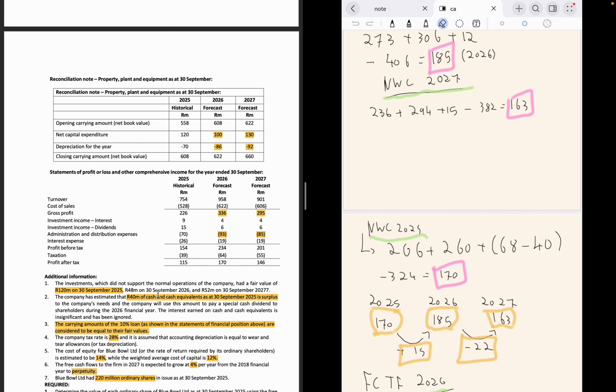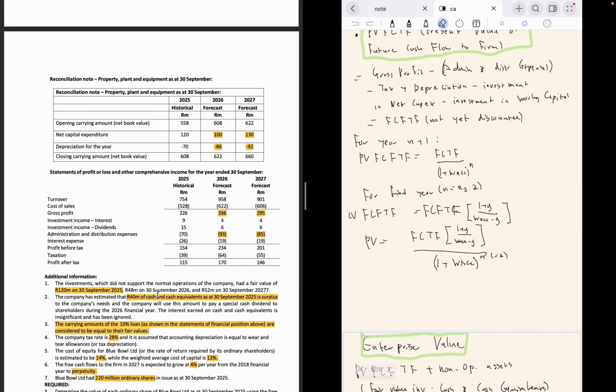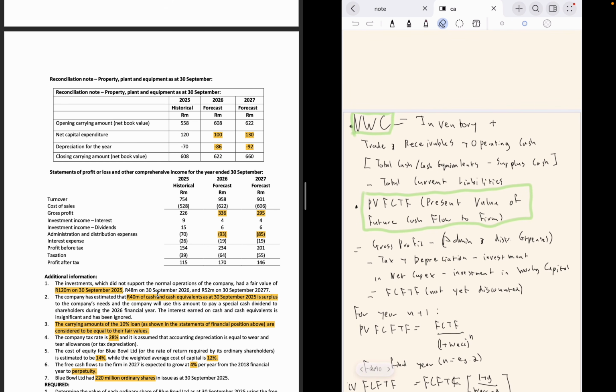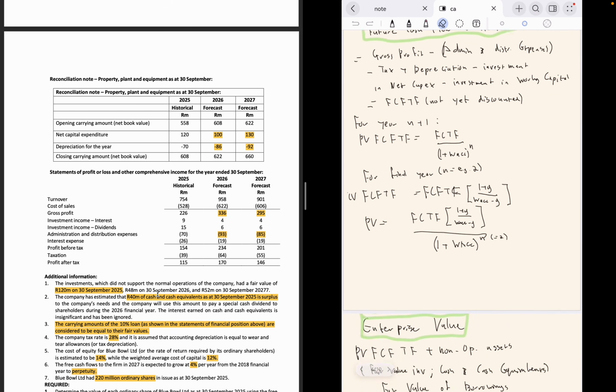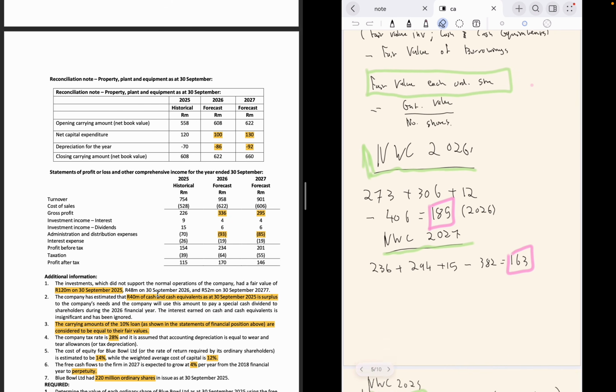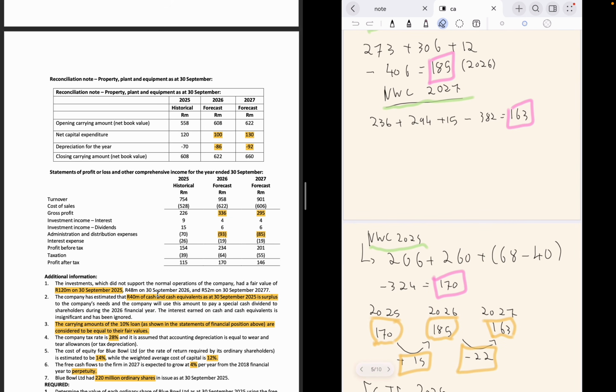And so if you'll remember the formula, if we go to net working capital, it's total cash and cash equivalents minus surplus cash when you want to calculate operating cash. So going here, that's why we say 206 plus 260 plus in brackets 68 minus 40, right? So plus 28. Subtract 324, we get 170.